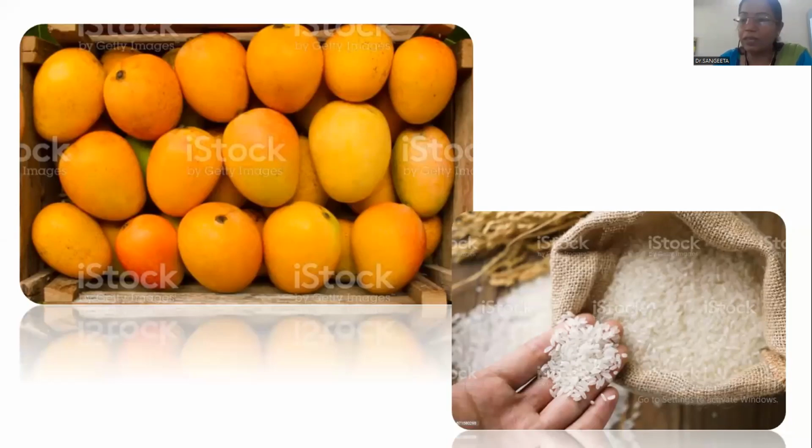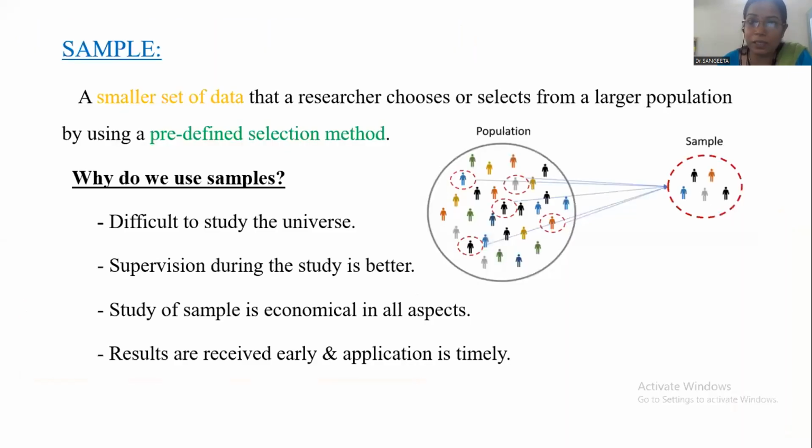Same thing when you go and buy a sack of rice. You don't need to check every grain of rice, because if you do that, imagine the time and resources you're going to spend. So this is the importance of the sample.